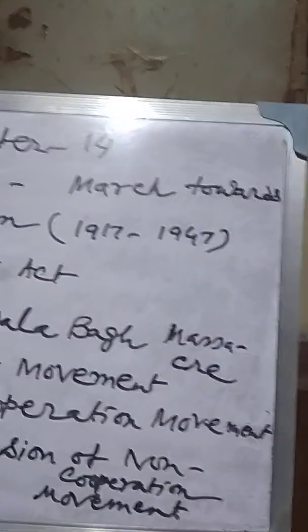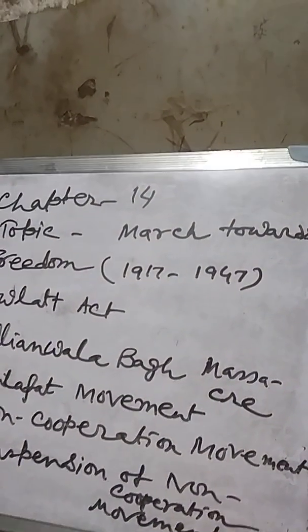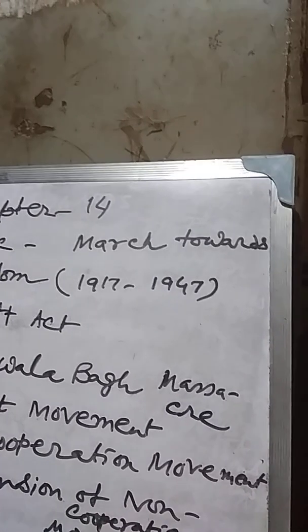Today's topic is as mentioned on the board. Please look at it. Number 1, Rowlatt Act. Number 2, Jallianwala Bagh Incident or Jallianwala Bagh Massacre. Number 3, Khilafat Movement. Number 4, Non-Cooperation Movement. And number 5, Suspension of Non-Cooperation Movement. Five points in chapter 14, topic March Towards Freedom, 1917 to 1947.